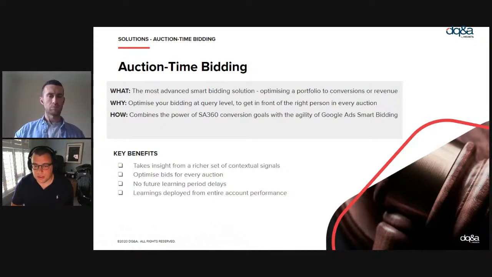I think the ability to set bids at that granular level, the ability to ingest more signals and flex on them, give you a better potential to react to changes in the market and opportunity as well. This is probably where most bidding platforms are heading towards. If you look at SA360, we have a really close integration with the kind of smart bidding aspect of Google Ads, and this is what we call auction time bidding.